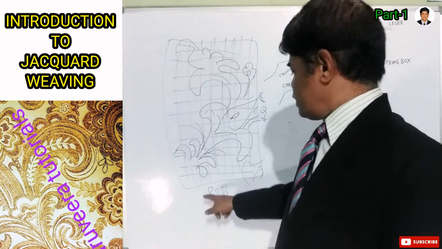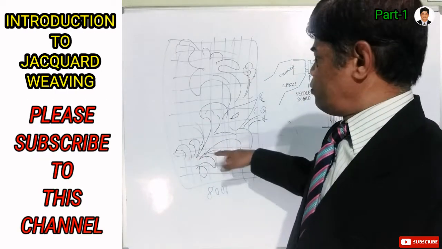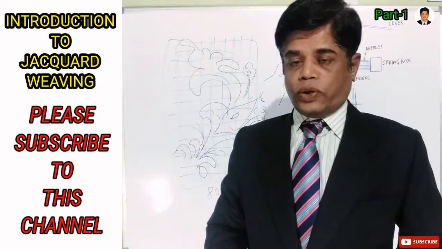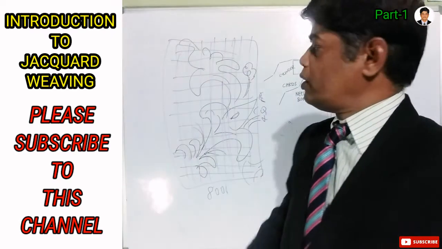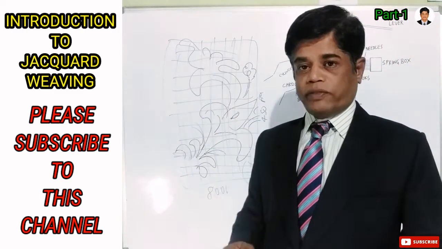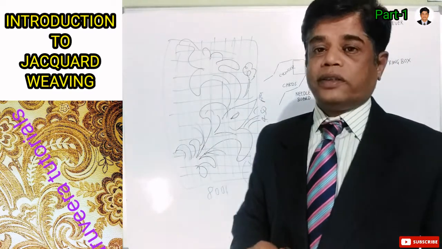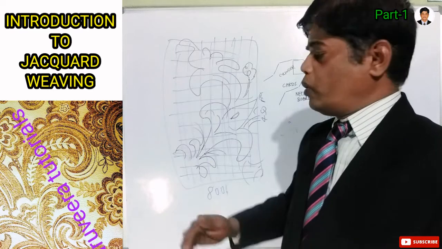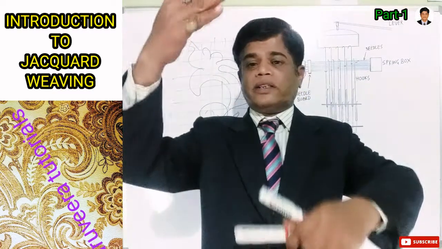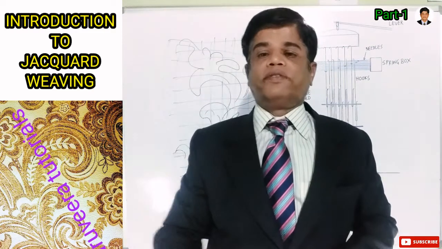Assume that in 800 threads, for the first pick, 20 threads are to be left. For the second pick, 10 threads are to be left. For the third pick, 100 warp threads are to be left. For the fourth pick, for the fifth pick, say for the 10th pick, 25 warp threads are picked. So for each and every insertion of the picks, the number of calculated threads to be left, that is warp, longitudinal warp threads to be left.